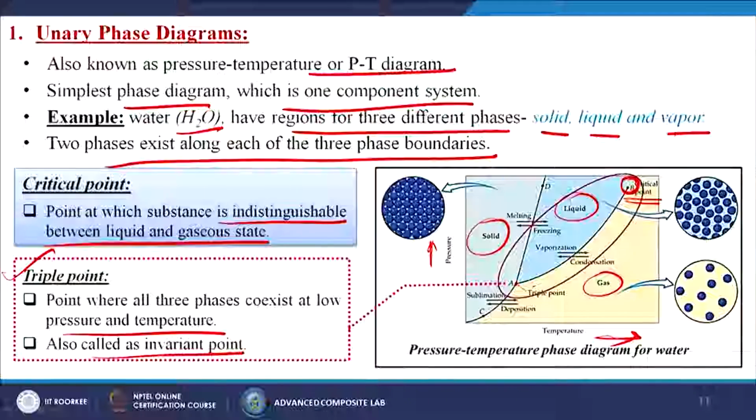In this case, if we move from solid to liquid, that is known as melting. If we move from liquid to solid, that is freezing. If we move from liquid to gas, it is vaporization, and if we move from gas to liquid, it is condensation. If we move from solid to gas, that is sublimation, and if we directly move from gas to solid, that is deposition.